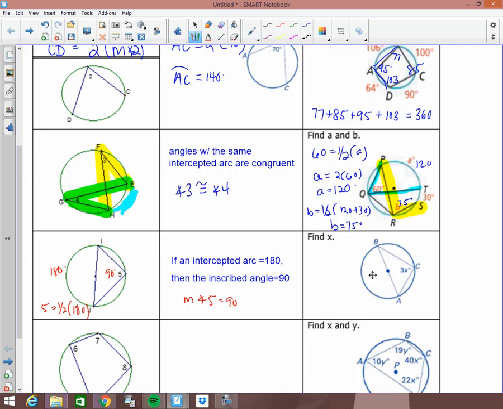So if we look at this one, this is 180. This is a diameter here, so therefore that tells us that 3x must equal 90. Therefore x is going to equal 30.